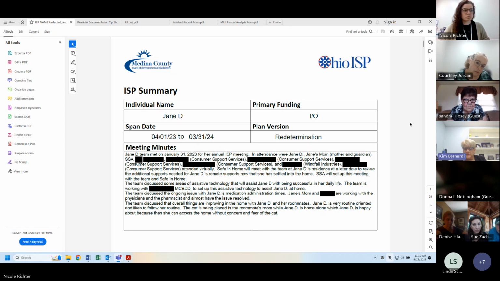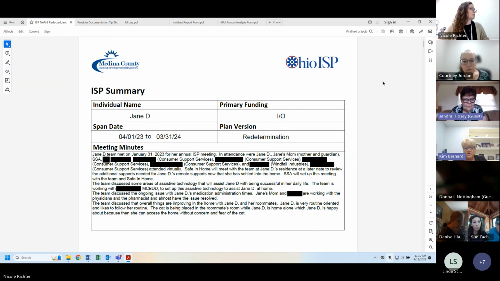Basically the first page is the person's name, the funding that they have, the funding source, and whether it's a redetermination, a revision, or an initial. Initial means this is the first time they have an ISP. Redetermination is the next year. Revision means the team made some changes in the ISP. Then the meeting minutes, then you have the span dates. All right, Nicole, the next page.